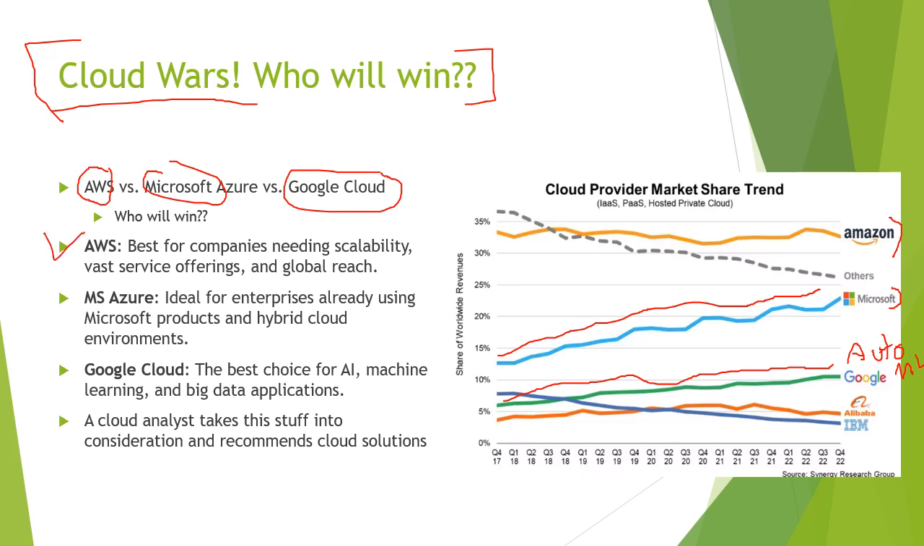So you have AWS. The thinking is it's best for companies needing scalability. They have a lot of different services and they have global reach. Microsoft is more marketed towards enterprises already using Microsoft products, and a lot of them use Microsoft as a hybrid cloud. And then Google Cloud is really going for the AI, machine learning, and big data applications, which we'll talk about in a second with Spotify.